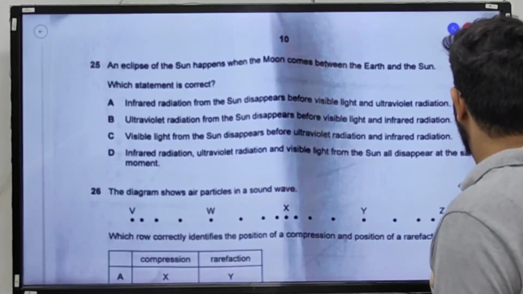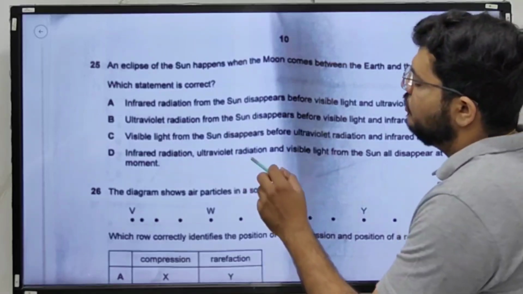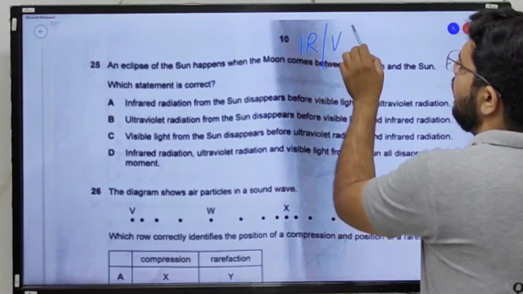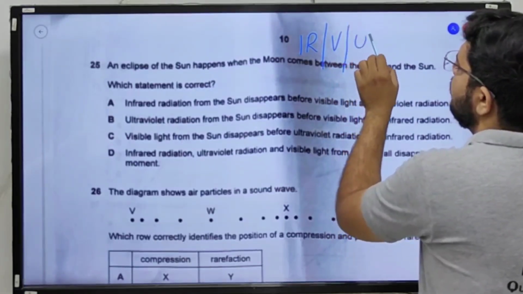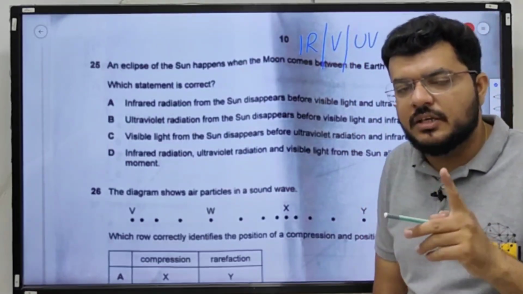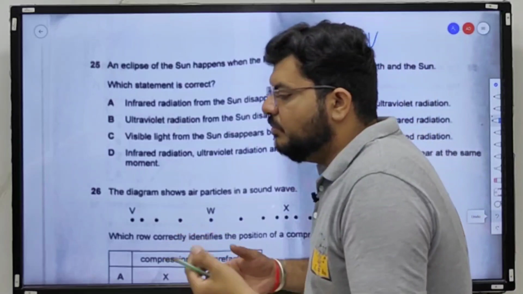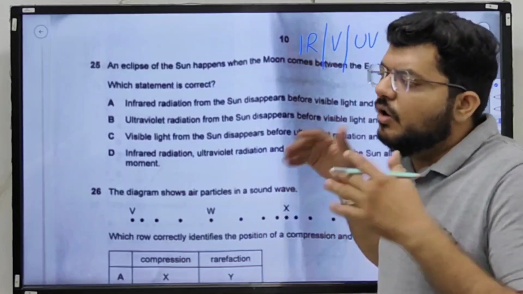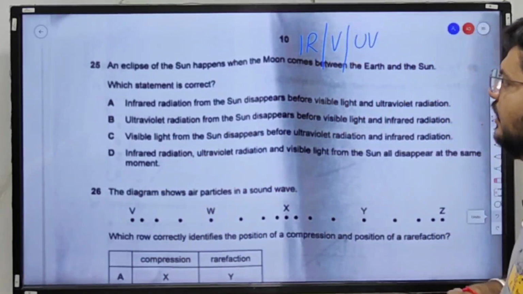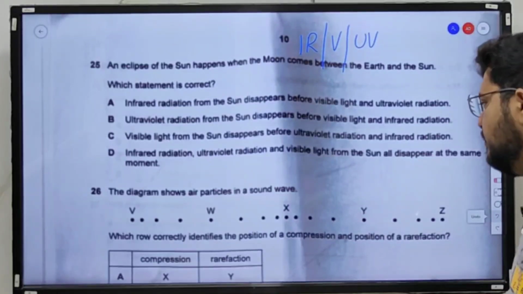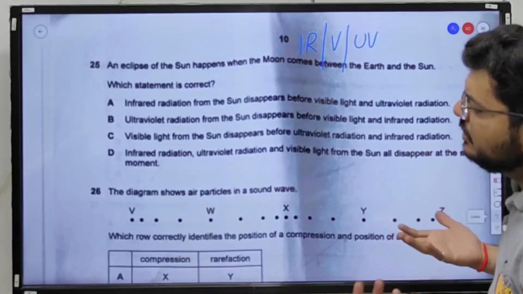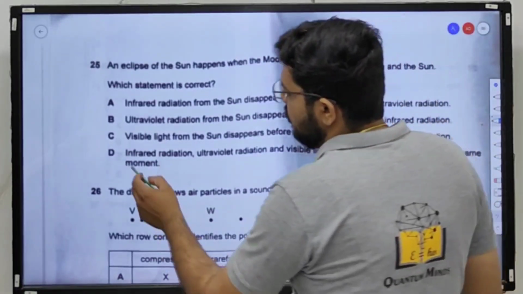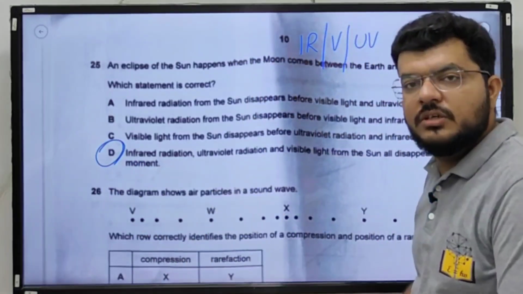Now see guys, as far as I understand this, they are trying to get you confused, right? Because infrared radiation, visible radiation and ultraviolet radiation all are electromagnetic radiation coming from the sun, correct? Now, if something is coming between you and the source of light, no matter what kind of radiation it gives, all of them get blocked, as simple as that. So infrared, ultraviolet and visible from the sun all disappear at the same moment, right? The diffraction here can't be seen, right? There is no slit. So I will go with option B, right?